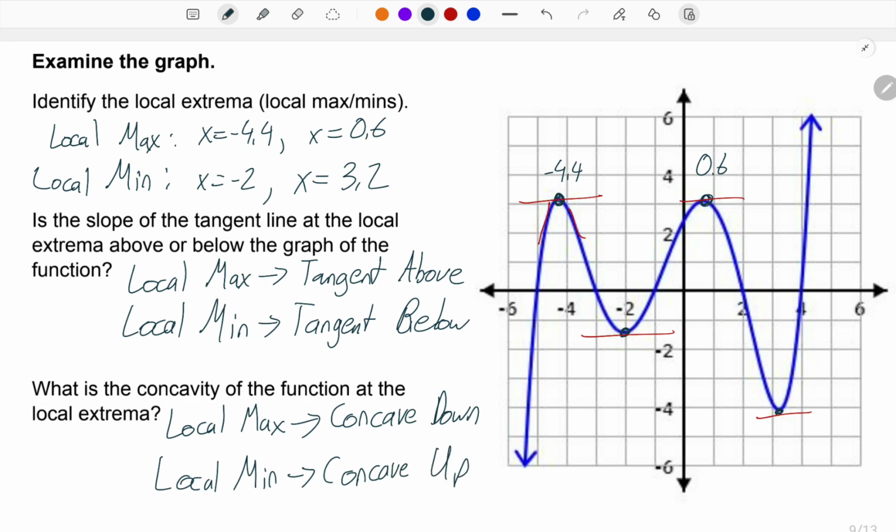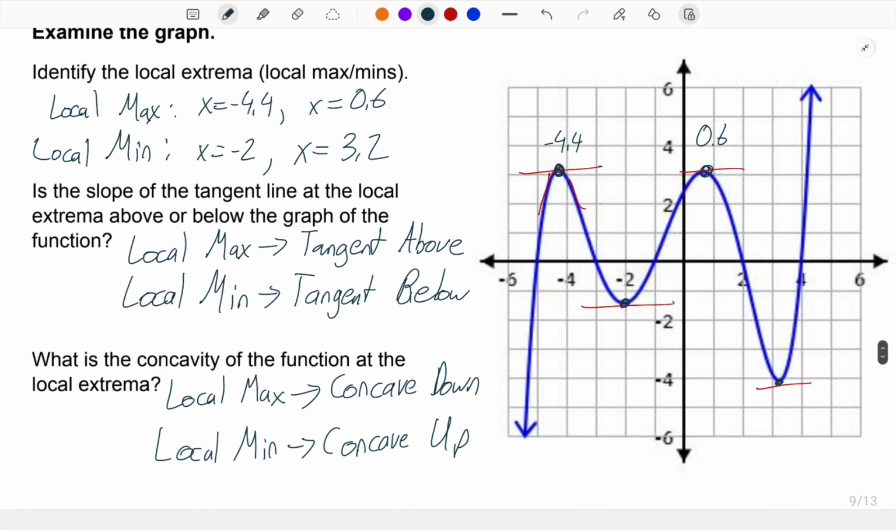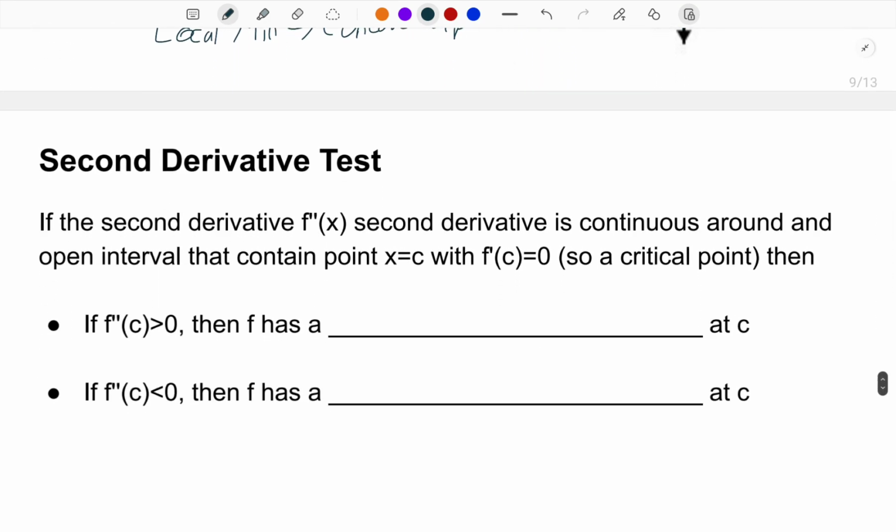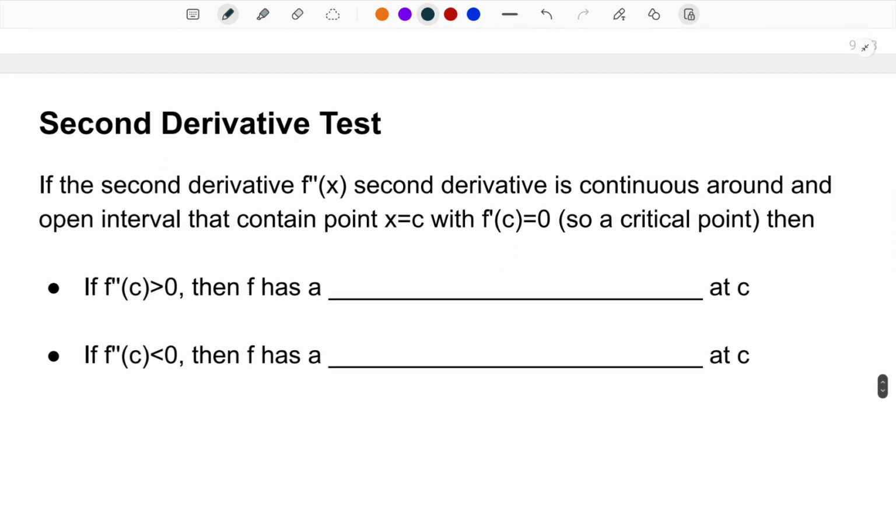And we can use this just in general. It's not just true for this graph. In general, this kind of thing will be true. And this is what we're going to call the second derivative test. So in the second derivative test, you find those potential maximums or minimums. Those would be your critical points. So f prime of c equal to 0.